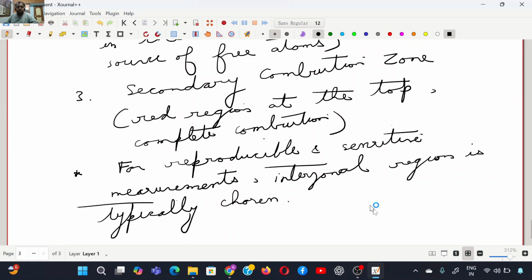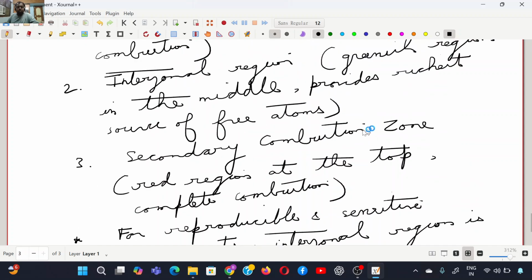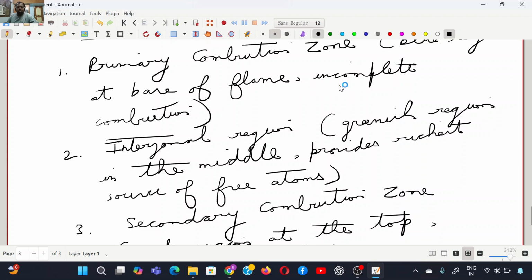Okay, so just to recap, the flame has got three distinct zones: the primary combustion zone, the interzonal region, and the secondary combustion zone. The primary combustion zone is the one which is blue in color. Over here there is not enough oxygen for complete combustion, so there is blue color due to the band emission of C2, CH, and other radicals. These things you don't need to know much, but what you have to know is that this is not of analytical interest.